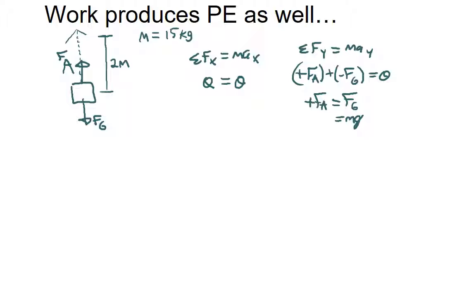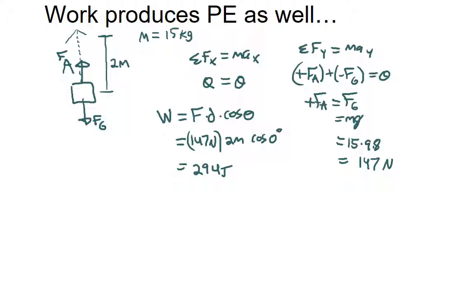Therefore, the force applied is equal to gravity, so the force applied is 147 newtons, which is also the force of gravity. We lifted for 2 meters, right? And so we've got 147 newtons times 2 meters, 294 joules, right, is the work that we do. 294 newton meters or joules.